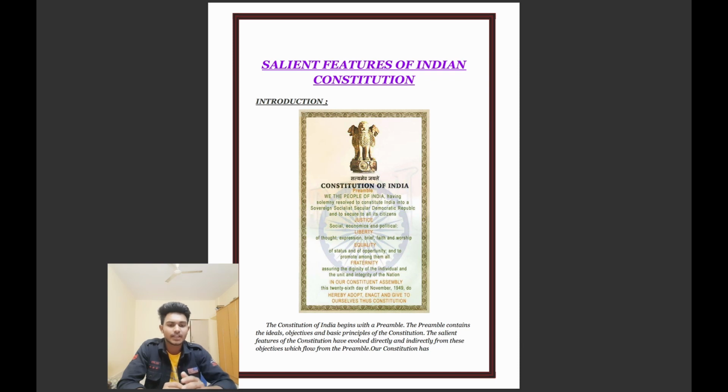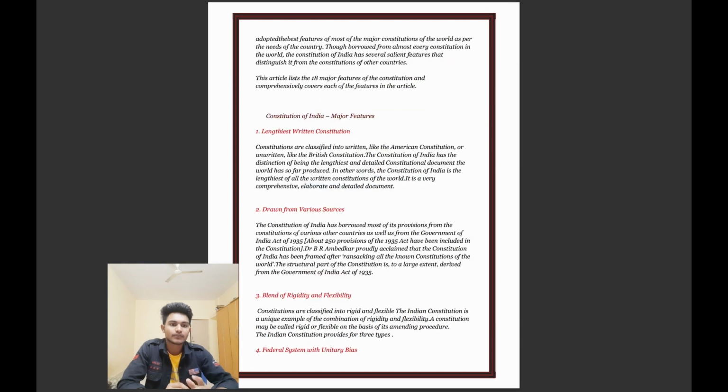The Constitution of India begins with a preamble. The preamble contains the ideas, objectives and basic principles of the Constitution. The salient features of the Constitution have evolved directly and indirectly from these objectives which flow from the preamble. Furthermore, there are 18 major features of the Constitution, and this comprehensively covers each of the features. Here are the major features of the Indian Constitution.